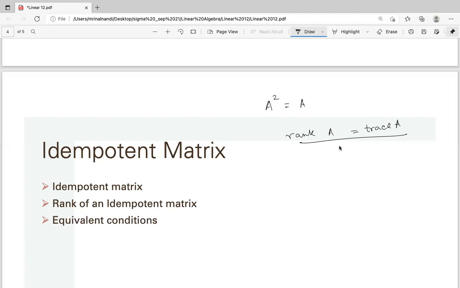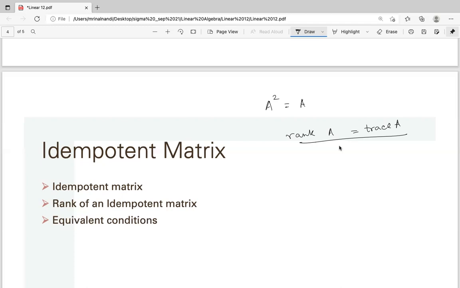A should be, by the way, a square matrix. Otherwise, A square equal to A can't happen. A square equal to A, unless it's a square matrix, it can't be. A square is not defined actually; only for a square matrix, A square is defined. Now, finding the rank of A using the trace is very easy. The sum of all the diagonal elements. So finding rank is then just easy.